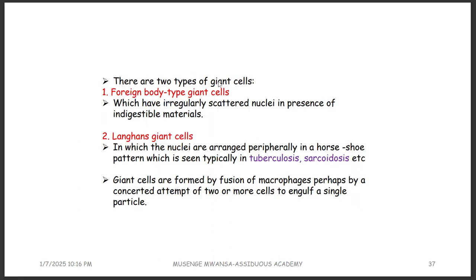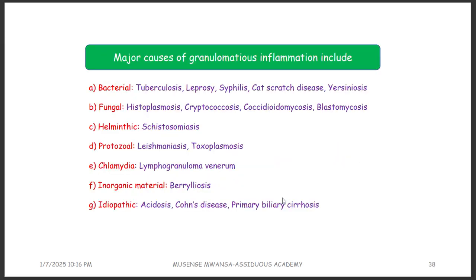So you have got two types of giant cells: the foreign body type giant cell. These have irregularly scattered nuclei in the presence of indigestible material. So you have got material that you cannot digest, and then you have got these big cells surrounding it. And then Langerhans giant cells, where the nuclei are arranged peripherally in a horseshoe pattern. They are going to be seen in someone that has a condition like TB, sarcoidosis. Giant cells are formed by fusion of macrophages, as we said earlier.